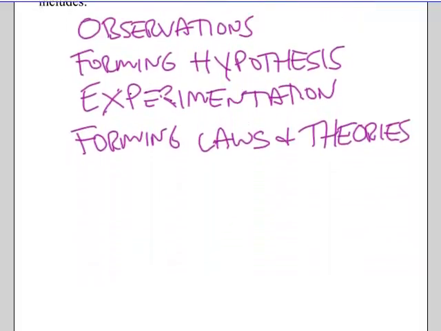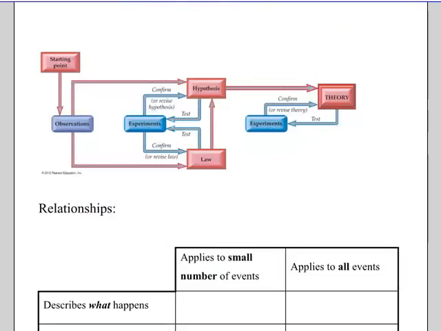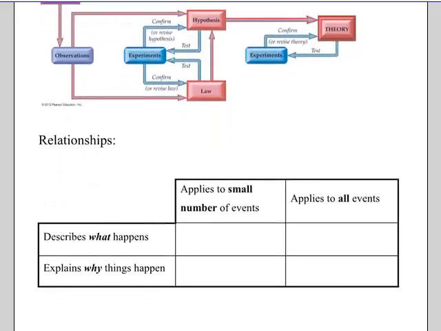The parts of the scientific method are shown on this diagram from the textbook. The important thing for you to remember is the relationships in this chart below. So if you're describing what happens, and this applies to a small number of events, that would be the definition of an observation. If you're trying to explain why something happens, and that applies to a small number of events, that is the hypothesis.